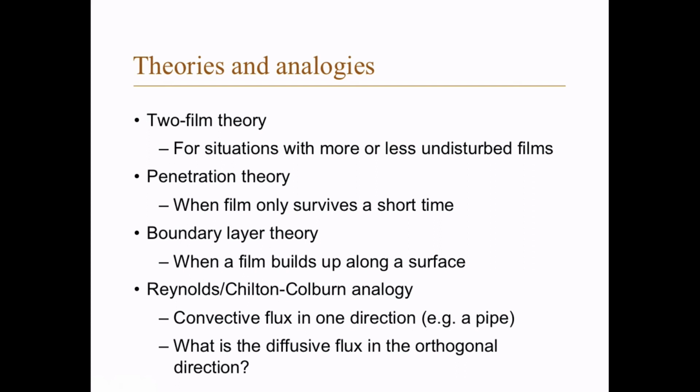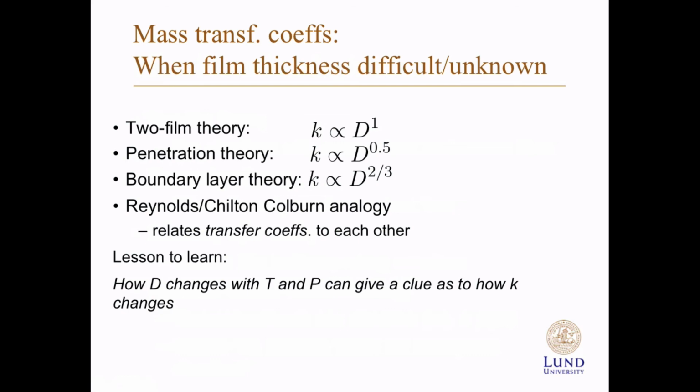So these three theories tell you something about the relation between the mass transfer coefficient and the diffusivity, while Reynolds analogy and Chilton-Colburn's analogy, they relate different transfer coefficients, like the mass transfer coefficient and the heat transfer coefficient, as well as the transfer coefficient for momentum. And these three theories, in the two-film theory, the mass transfer coefficient is proportional to the diffusivity, straight up. For penetration theory, K is proportional to the square root of the diffusivity, and for boundary layer theory, it's proportional to the diffusivity to the power of 2/3.